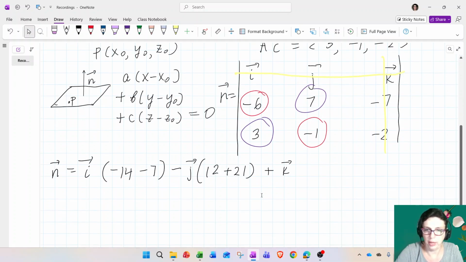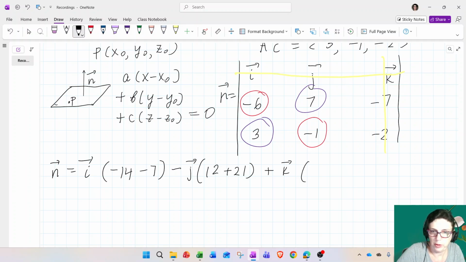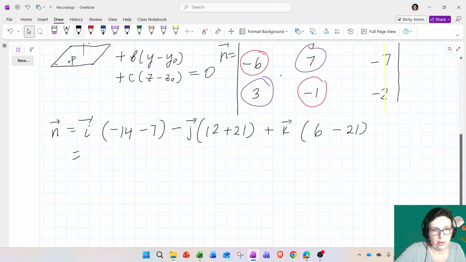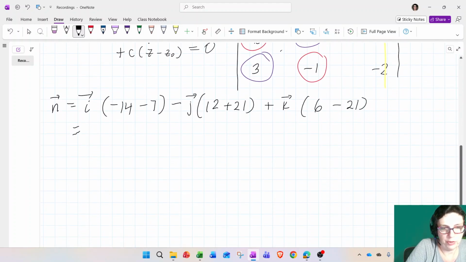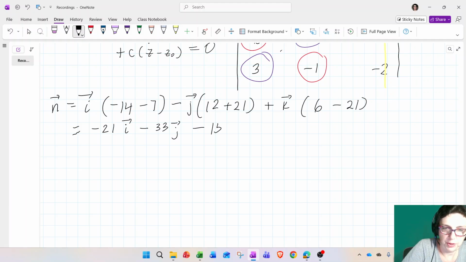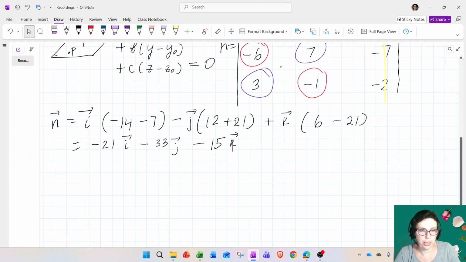All right, so then the kth component is going to be -6 times -1 is 6, and then subtract 21. Okay, so I hope that I got -14 minus 7, so that is going to be -20. Okay, 14 is 21. Okay, then it's going to be minus 33j, and then minus 21 minus 6, I think that's 15k.